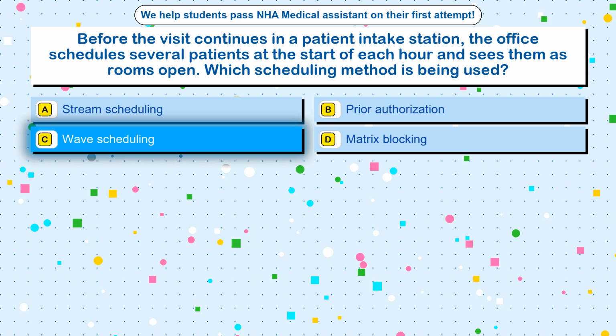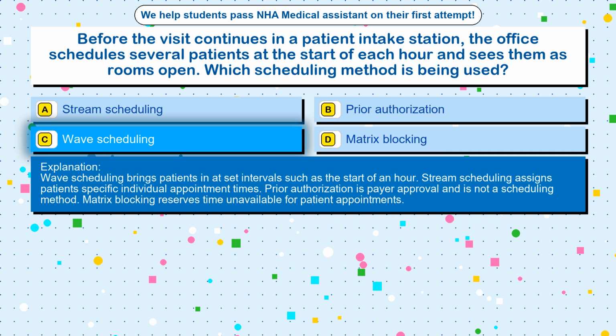The correct answer is option C, wave scheduling. Wave scheduling brings patients in at set intervals such as the start of an hour. Stream scheduling assigns patients specific individual appointment times. Prior authorization is payer approval and is not a scheduling method. Matrix blocking reserves time unavailable for patient appointments.